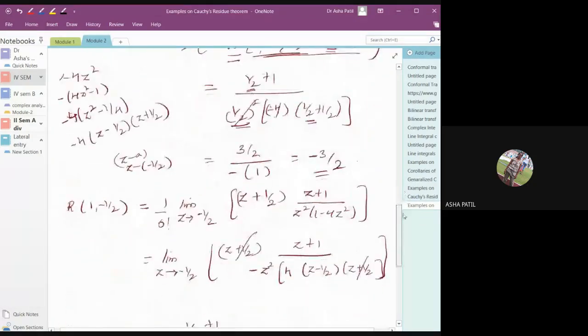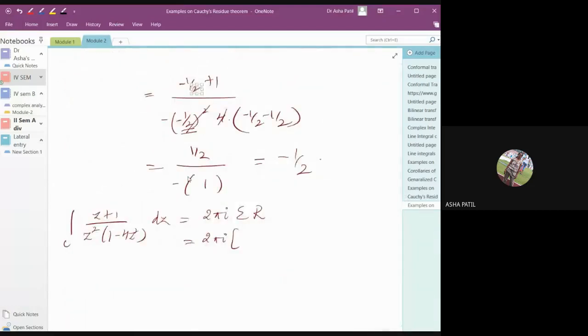Second one is minus 3 by 2. 1 minus 3 by 2 minus 1 by 2. How much you get? Minus 4 by 2. Is it minus 2? That is an answer of 0 there. Did we do any mistake somewhere?